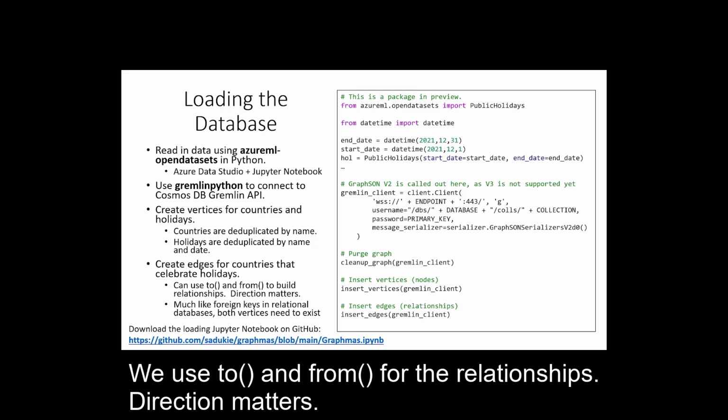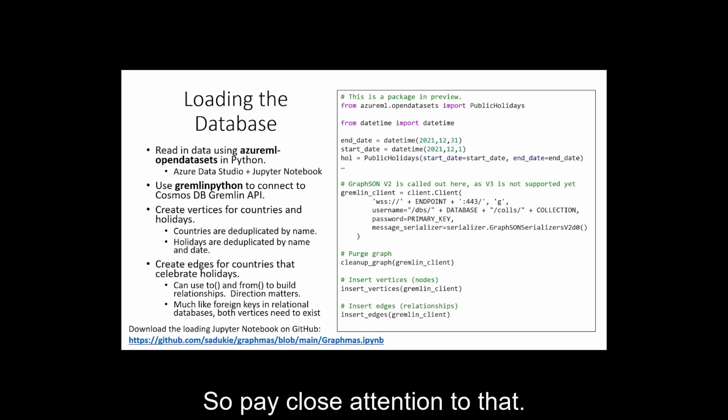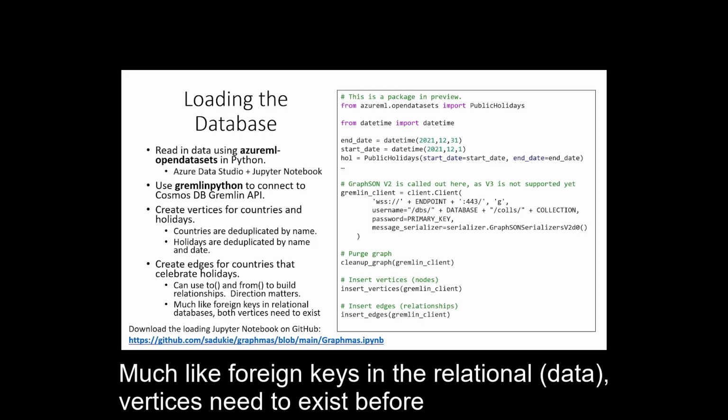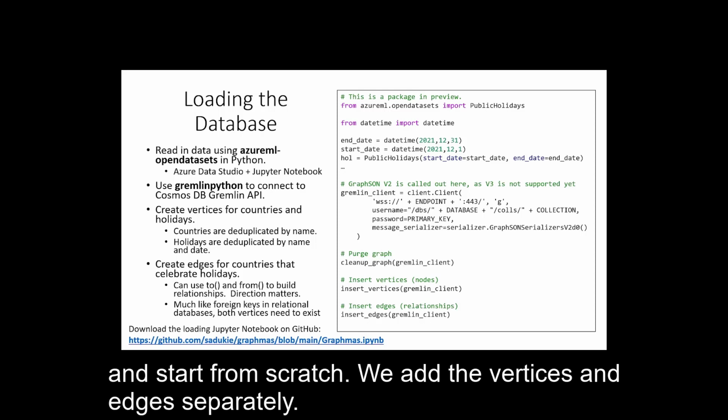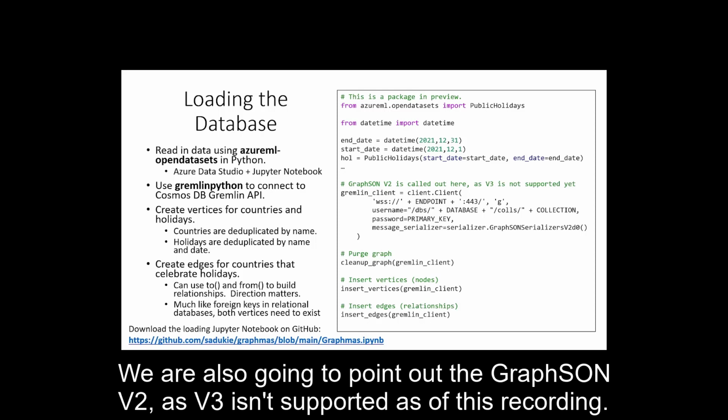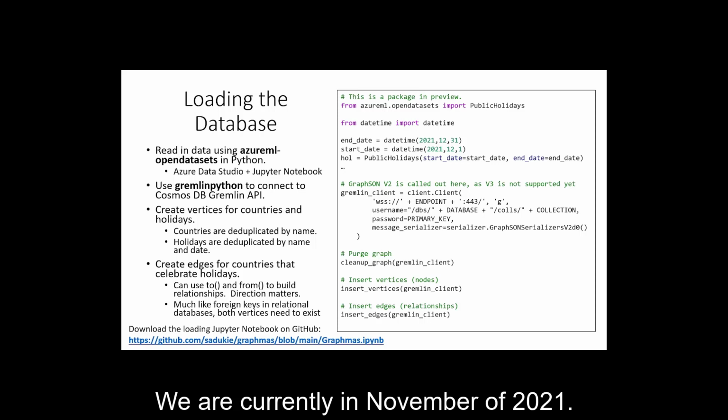We use tos and froms for the relationships. The direction matters, so pay close attention to that. Much like foreign keys in the relational, vertices need to exist before you start adding edges. Just as a sample to see what we're working with, we want to just wipe it out and start from scratch. We add the vertices and edges separately. We are also going to point out the Graphmas v2 because v3 isn't supported as of this recording, and we are currently in November of 2021.